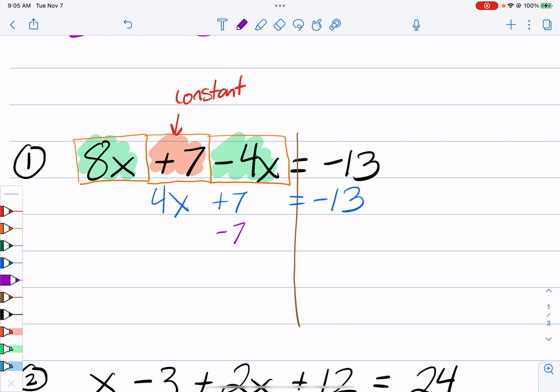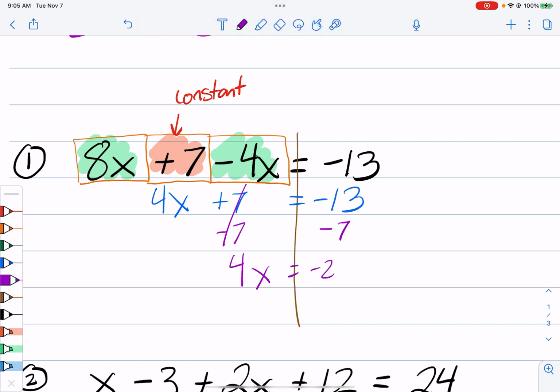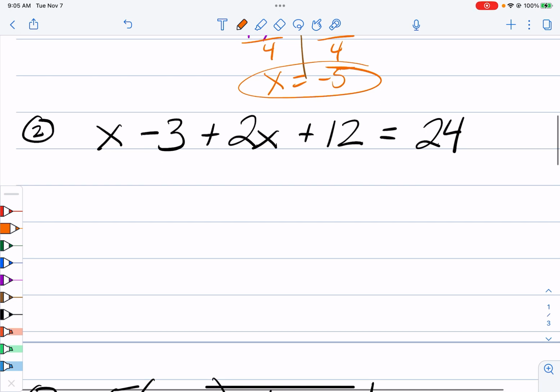So I'm going to subtract 7 from both sides so that my 7 minus 7 is a 0. I'm going to have 4x equals negative 20. I'm going to divide both sides by 4, and I'm going to get x equals negative 5 for my answer. So I had to do some combining like terms first. Okay, let's do another one with some more combining like terms.